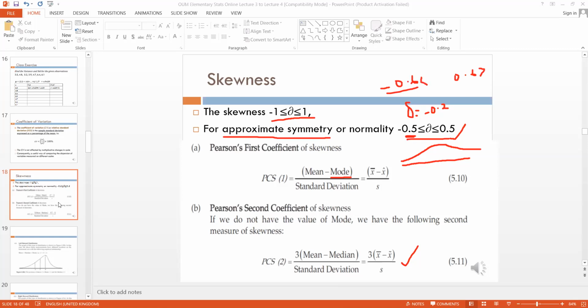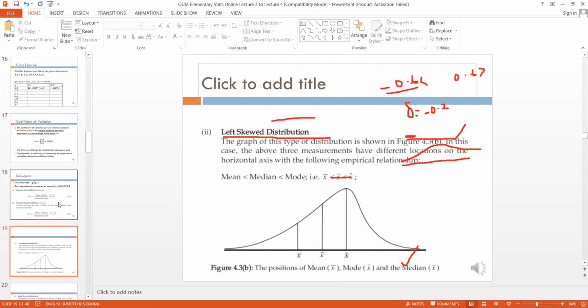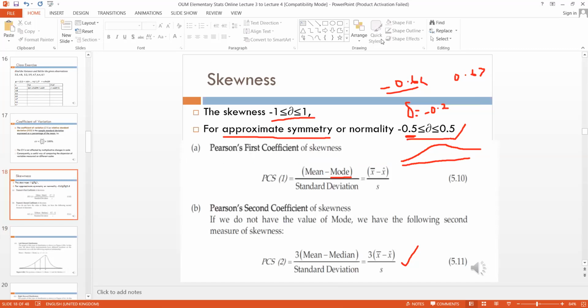Now the question is, what do we mean by negative skew and positive skewness? When you look at the formula carefully, the mean is the first quantity, and the median or the mode is the second quantity. If the mode is greater than the mean, we will have negative skewness. The same way, if the median is greater than the mean, we will have negative skewness. Otherwise, it will be a positive skew. So let's look at the shape of the distribution which we have seen before, but this time we want to analyze it carefully.